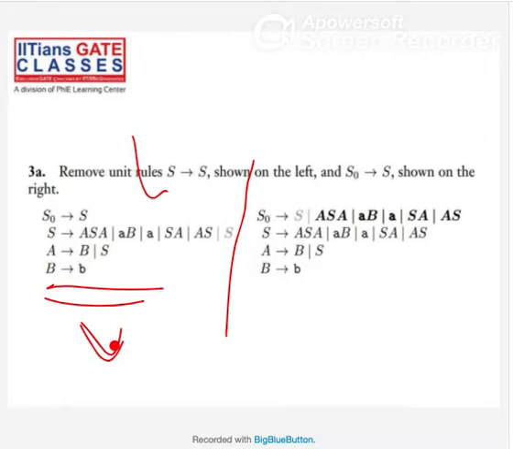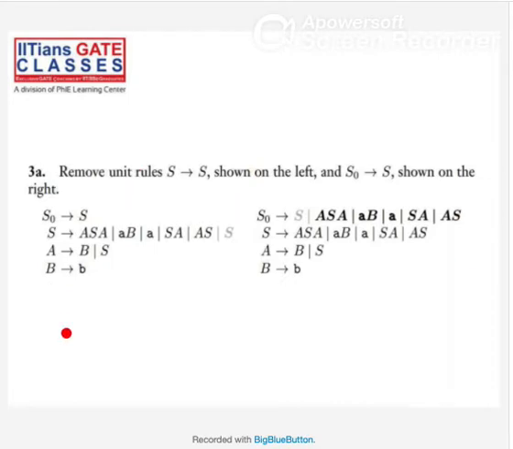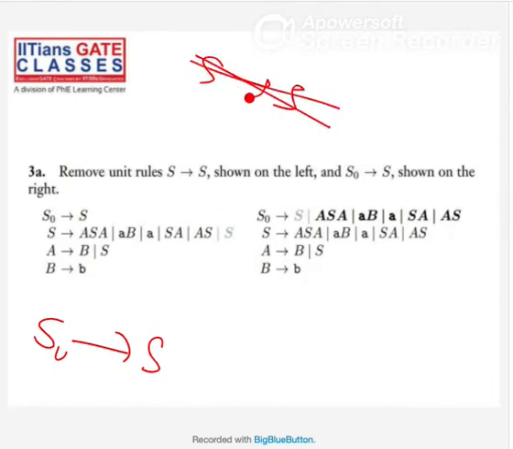Now once you have done the null production, you can try to remove the unit production. I told you, how to remove unit production. First of all, just find out what the unit productions are. S0 goes to S, this is a unit production. This S goes to S, you can directly remove. Nothing you need to do.